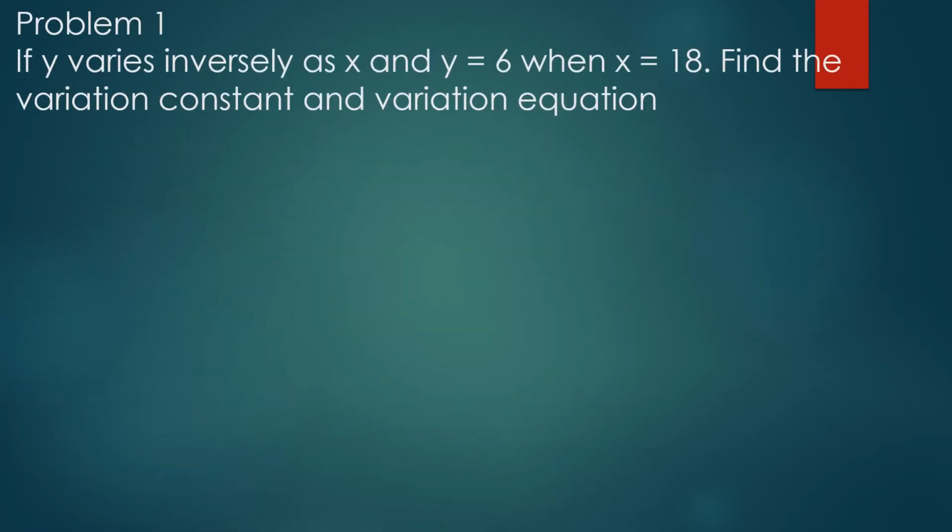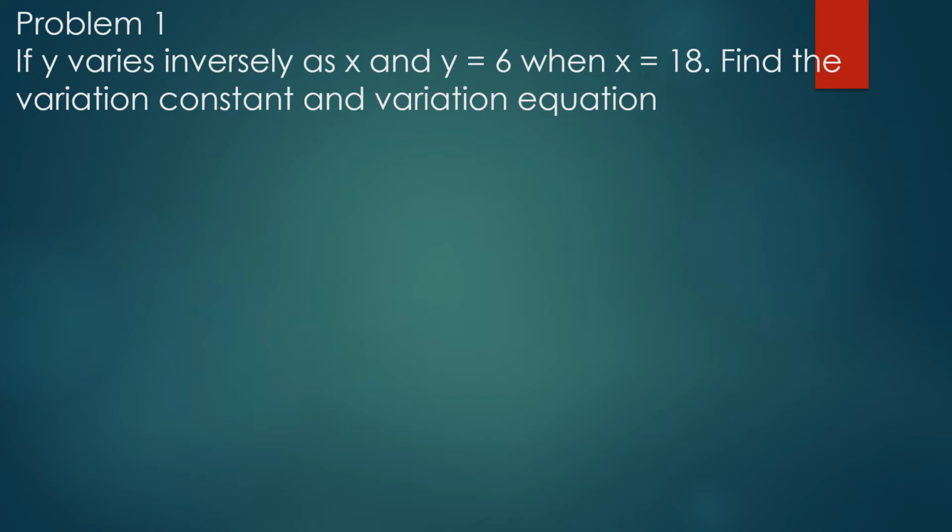Okay, let's proceed to some problems. Problem solving. Number 1, if y varies inversely as x and y is equals to 6 when x equals 18, find the variation constant and variation equation.